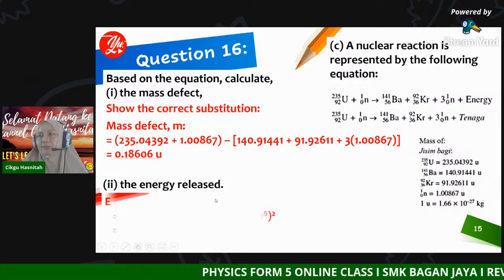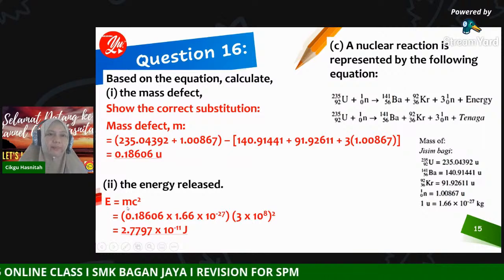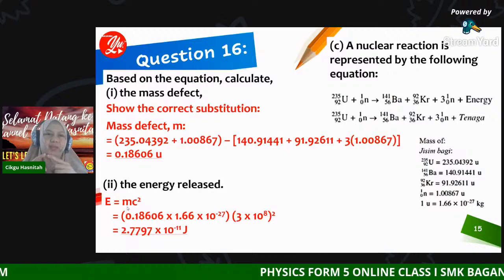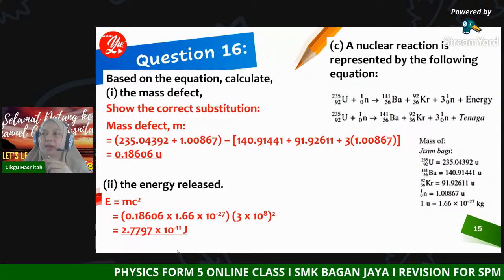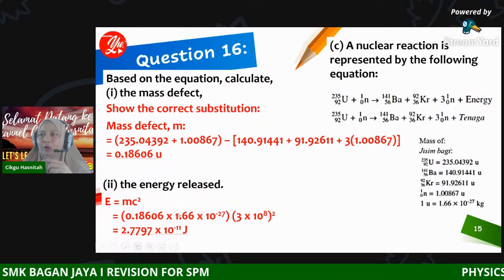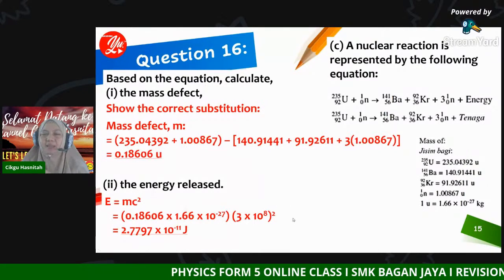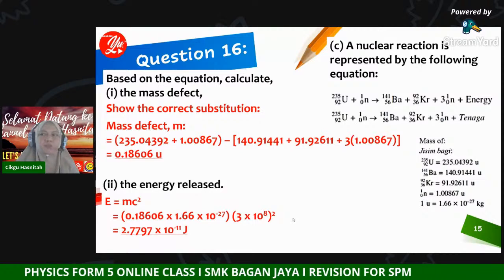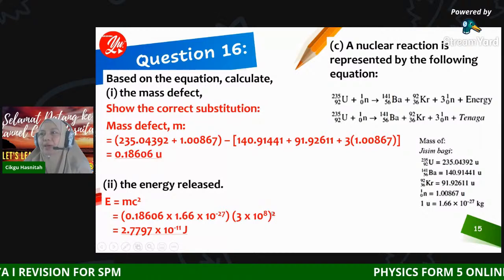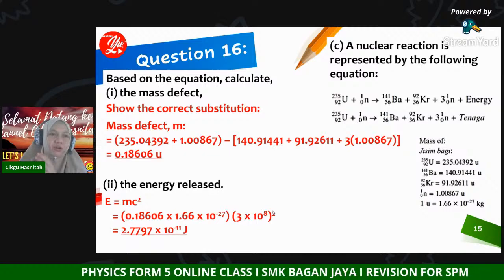Again, we just do the substitution where this m must be in kilogram. When you apply E equals mc squared, please bear in mind this m must be in kilogram. So this is the mass in atomic mass unit, 0.18606, multiplied by 1.66 times 10 to the power of negative 27 to convert it into kg. And c is the speed of light, 3 times 10 to the power of 8. Don't forget the square as well. Don't miss the square or else you will come out with the wrong answer.